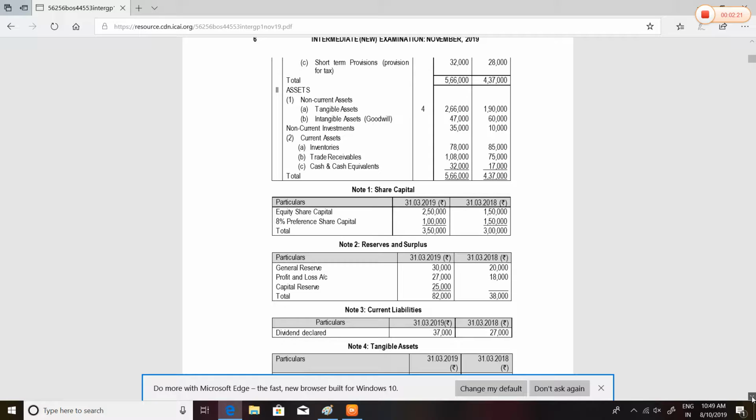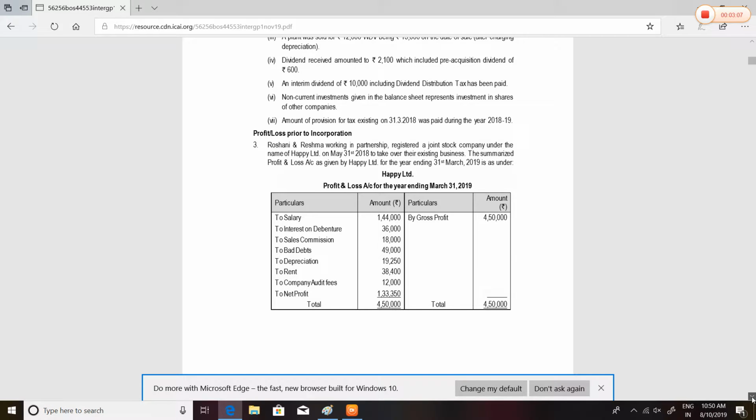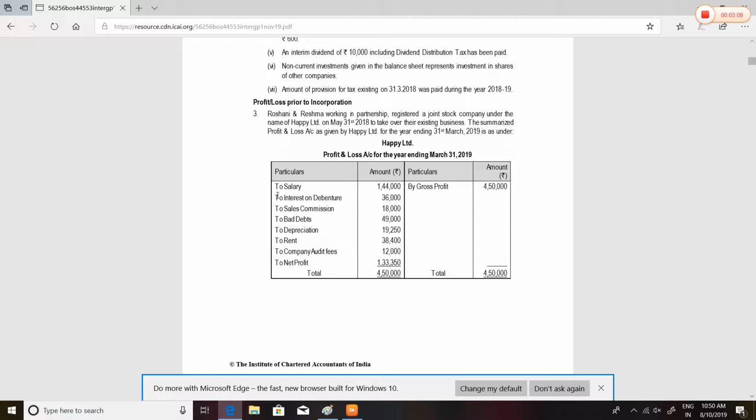Here is the profit or loss pre and post incorporation. The question says Roshni and Reshma working in partnership registered a joint stock company under the name of Happy Limited on May 31st, 2018 to take over the existing business. The summarized profit and loss account as given by Happy Limited for the year ended 31st March 2019 is as under.